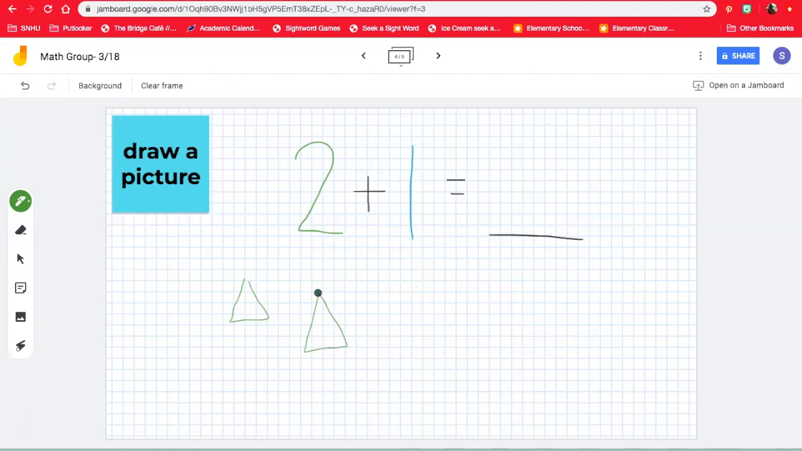All right, now I need my blue marker. How many hearts do I need? 1. You're right. 1 heart. All right, I need your help. Can you help me count to figure how many we have in all? Count with me. 1, 2, 3. We have 3 in all.